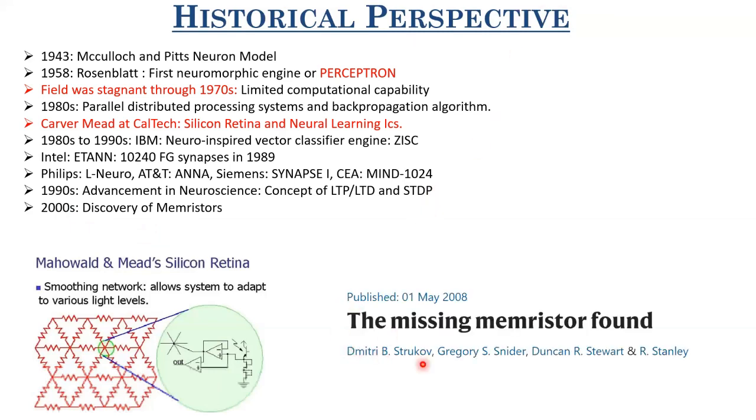And this was his paper, The Missing Memristor Found, which came out in Nature, and it has been cited like 8,000 times. So it's a very popular paper, as you may also know.